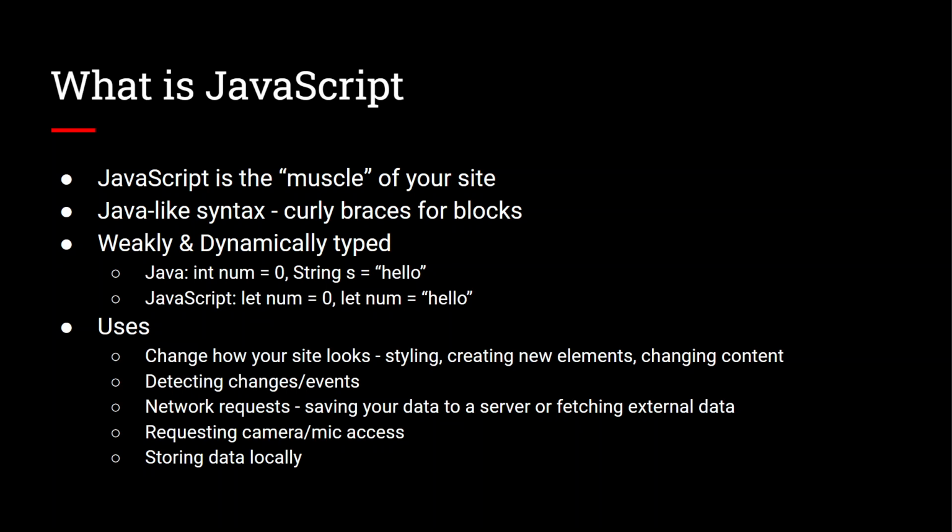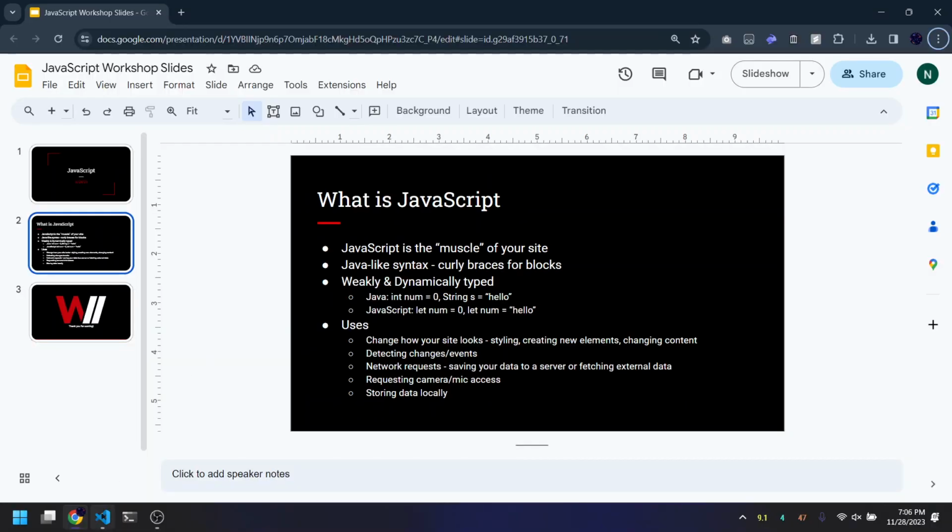And then the next thing is actual device features. If you want to request the camera and mic and take a picture on your site, you can do that. And finally, storing data locally. We'll be doing local storage, so you can save your data between reloads. Okay, so let's get into it now.